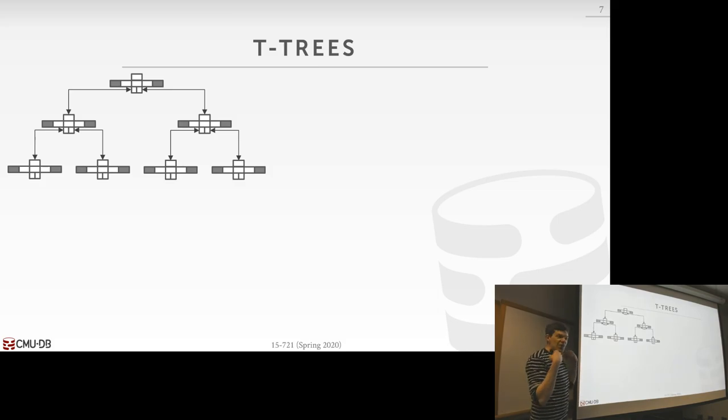Again, this is why I love the internet, because I've never met this guy. I obviously know who he is. He just found the YouTube video and sent me an email saying I'm wrong about some things, which is fantastic. So here's what the data structure looks like. I always thought the nodes looked like T's and that's why they call it a T-tree, but that's not the case.